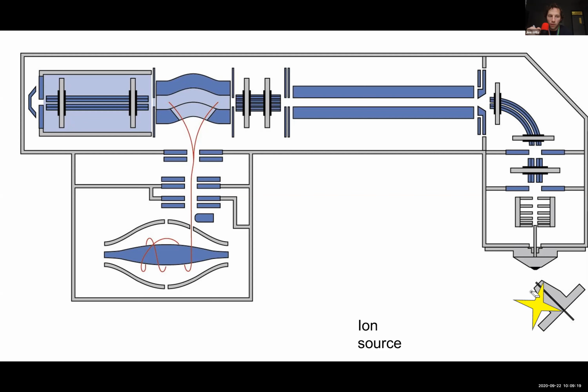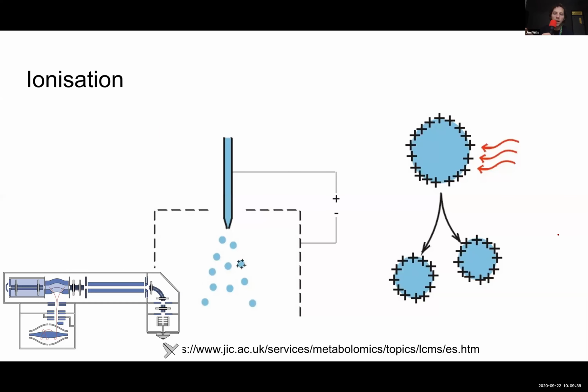And a voltage is applied to the system, a couple of thousand volts. And this forces charge into the solution. And then at the end of the needle, the stuff is sprayed out. And there's some charge in there. And what happens next is these droplets are sprayed out of the needle, and then they start drying down.